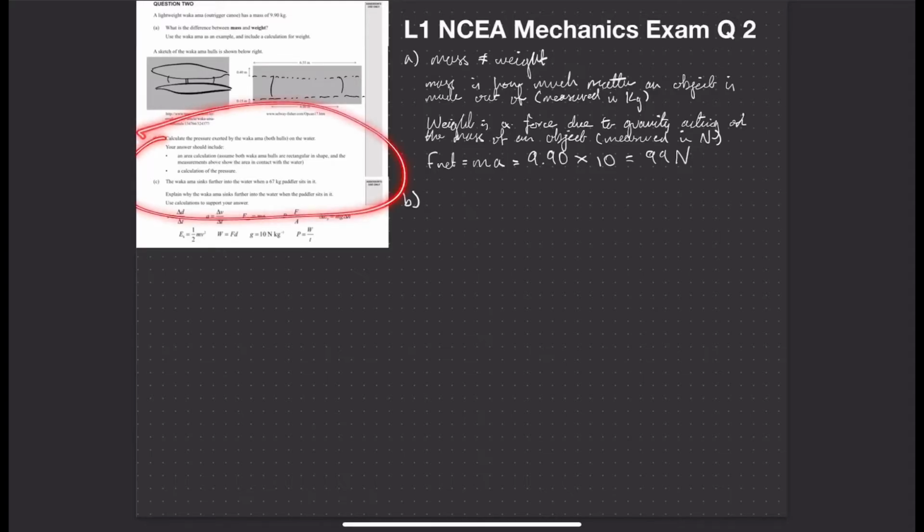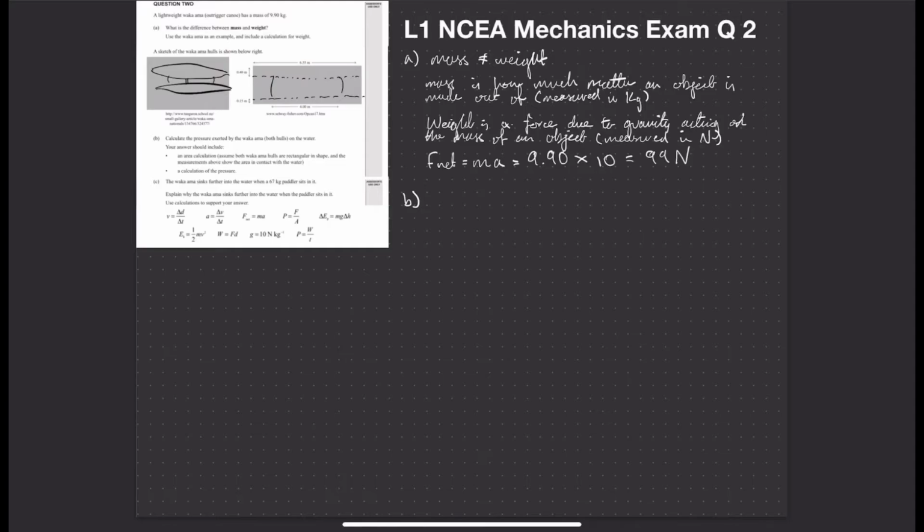Looking here, calculate the pressure exerted by the waka ama and both hulls on the water. Okay, remember that a waka ama is a dual hull or outrigger canoe. And your answer should include an area calculation, assuming the waka ama hulls are rectangular, even though they're not in real life, but we're going to make it easy and pretend they are. And calculate the measurement that would be in contact with the water. Okay, and they've given us some numbers up here to do that.